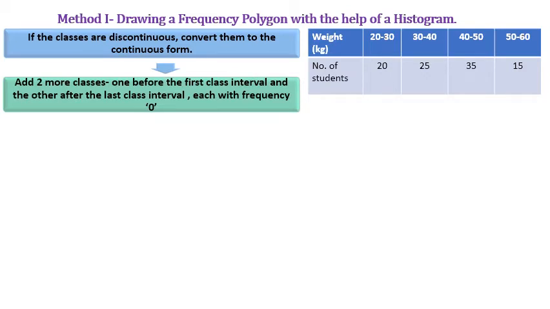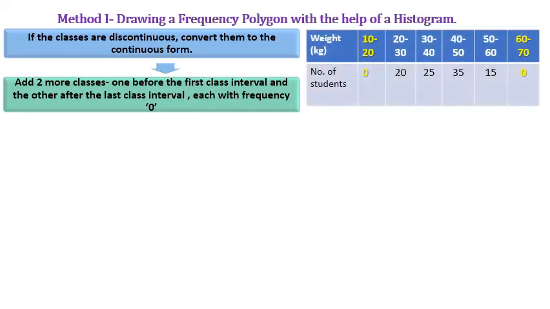Next, we need to add two more classes, one before the first class interval and the other after the last class interval, each with frequency 0. In the given example, the class width is 10. So keeping the class width same, we add two more class intervals. So the two new class intervals are 10 to 20 and 60 to 70, each with frequency 0.